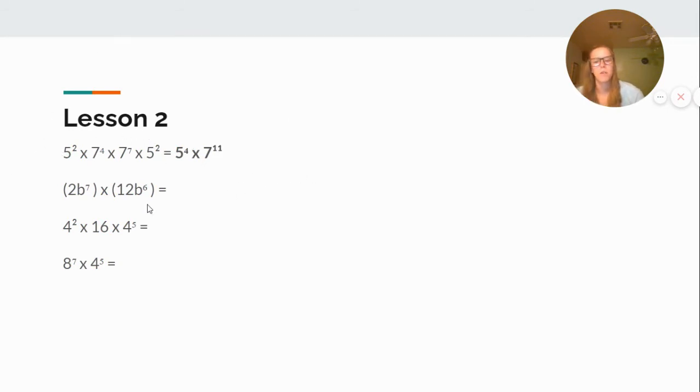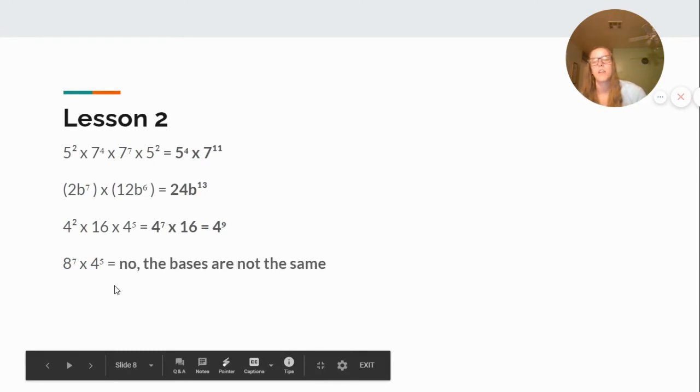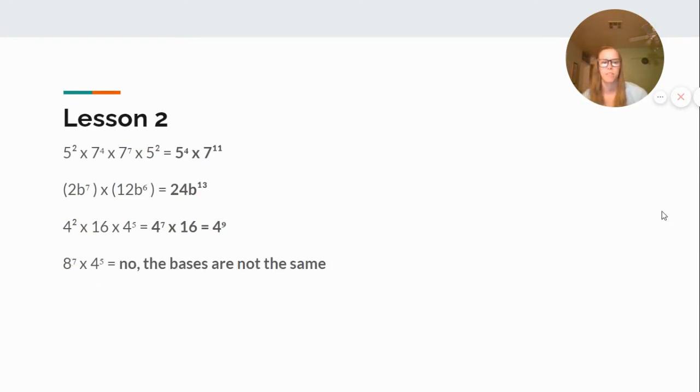Here we have a variable, which is just fine. So that means they all have the same base. So 2 times 12 is 24, 7 and 6 is 13. This one we have 4 to the 2nd times 4 to the 5th times 16. We can break 16 down into 4 to the 2nd, so we end up with the final answer of 4 to the 9th. And the last one we cannot combine because the bases are not the same.